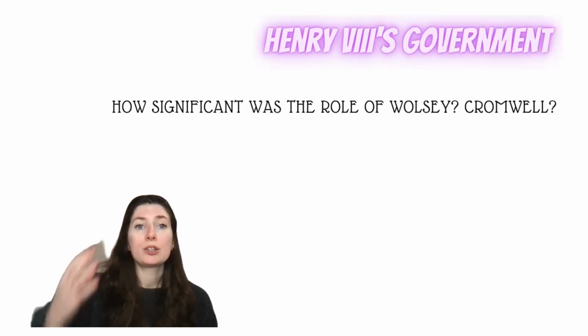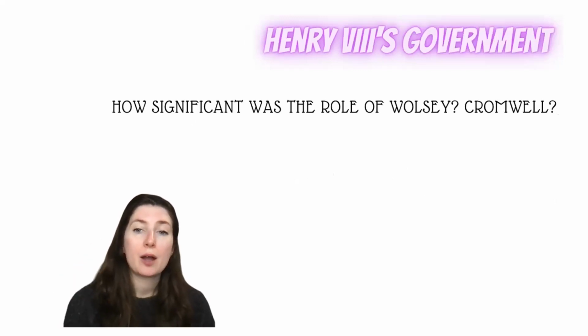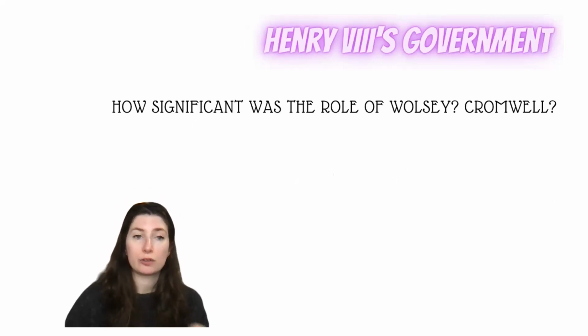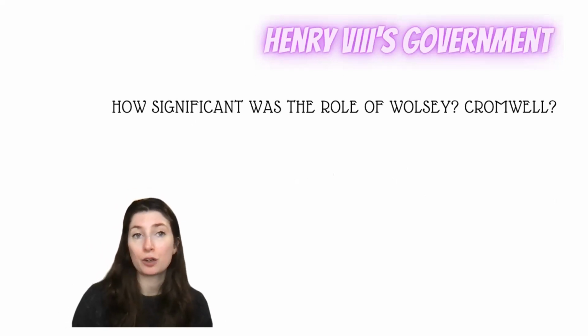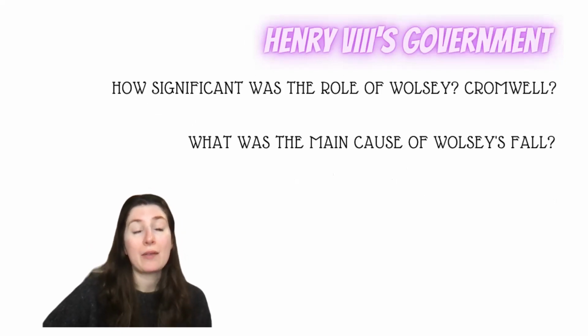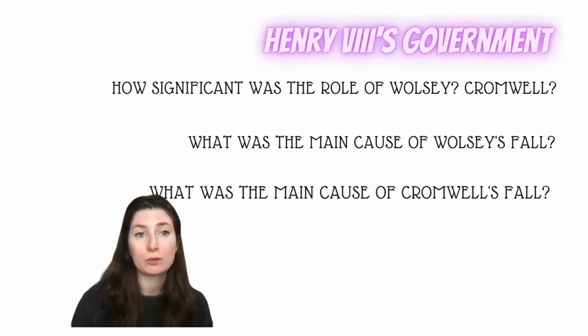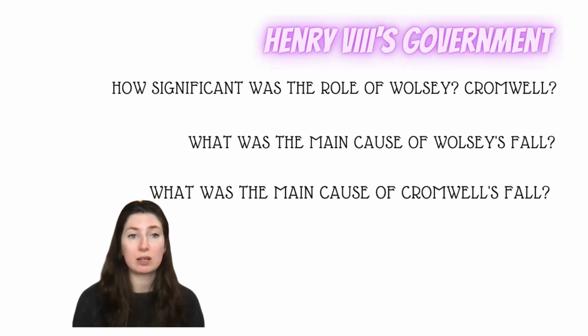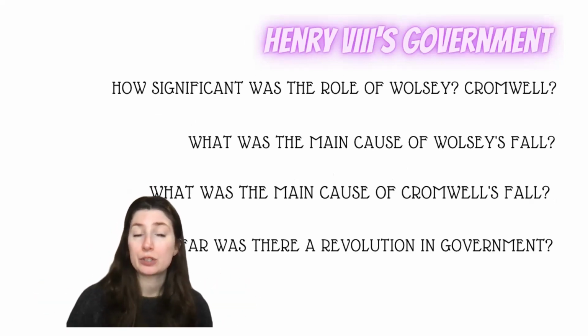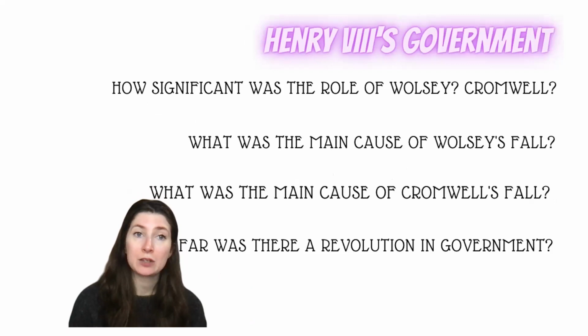Government. So under Henry VIII, we've got this important topic of the role of kind of individuals versus the king. So how significant was Wolsey, and then later how significant was Cromwell? And then also what was the main cause of Wolsey's fall and Cromwell's fall as well? What was the main reason for that to happen? How far was there a revolution in government? How far did Henry change government?